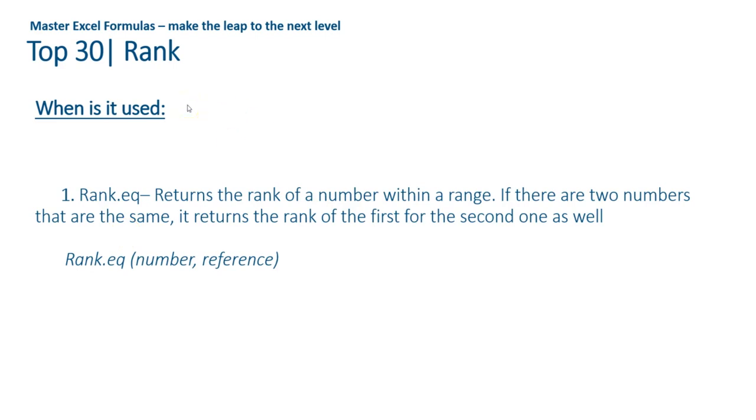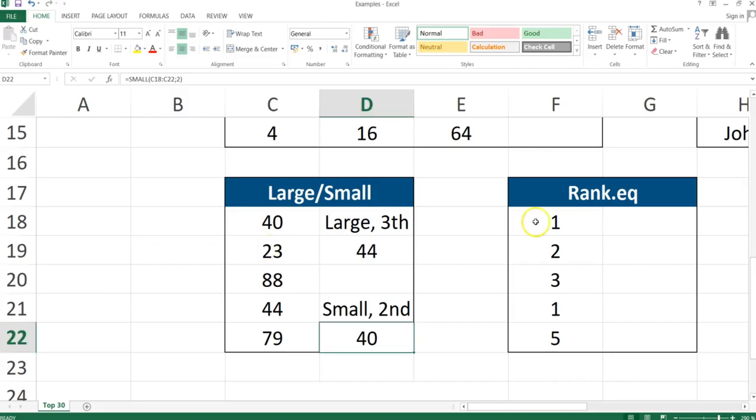It's a very interesting formula. Not many people actually know about it, but it's extremely useful when you need to rank, let's say, specific numbers within a range. Basically, as I said, it purely returns the rank of a number within a range. If there are two numbers that are the same, it returns the rank of the first for the second one as well. That's why we use RANK.EQ. I'll show you what I mean by giving you an example here as well.